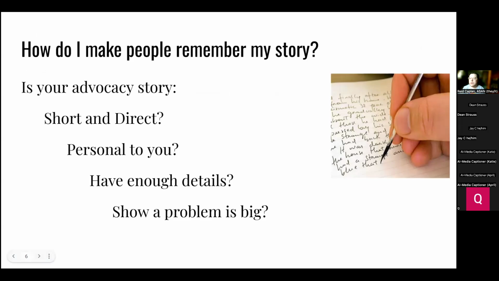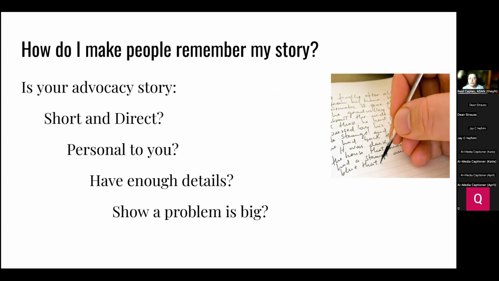And so how do you get people to remember your story? As I said, legislators are very busy and they hear a lot of different stories. And so you want to think about ways that your story is going to stick out to them. To start, you want your story to be short and direct. Because if you start rambling on, the person you're talking to may tune out what you're saying, and then they might think your story isn't relevant to them. But we know that your story is relevant, so we want to make sure that you're presenting it as strongly as possible.